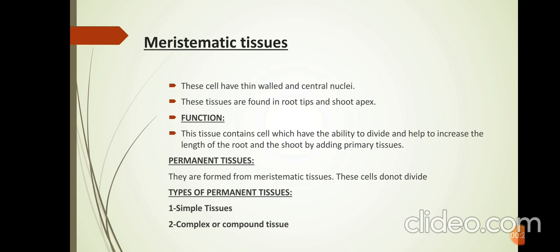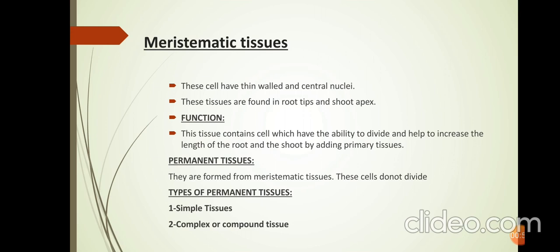Meristematic tissues: these cells are thin-walled and have central nuclei. These tissues are found in root tips and shoot apex. Function: this tissue contains cells which have the ability to divide and help to increase the length of the root and shoot by adding primary tissues. Permanent tissues are formed from meristematic tissues. These cells do not divide.